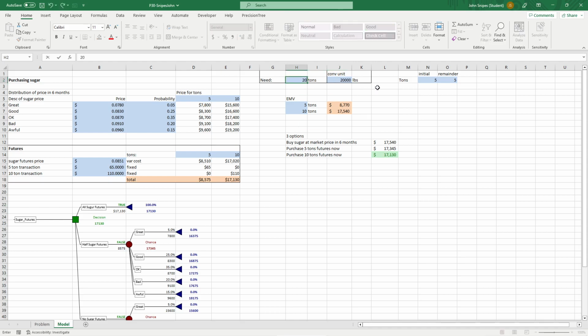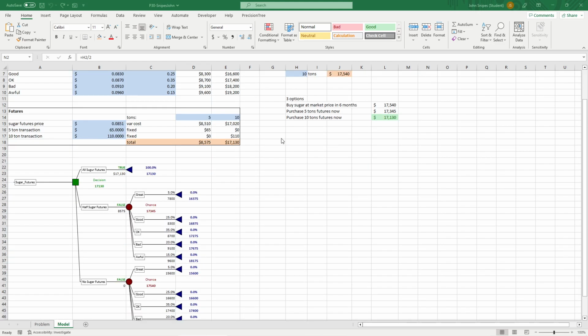They may have a need for 20 tons in the future, and in that case they would buy 10 and have another option for 10. Or maybe they can't get 5 for their first 6 months, maybe they can only get 3. Again, I tried to make it fairly modular. We had to figure out what the EMV was going to be if they purchased 5 tons or 10 tons in the future, so that was done through a simple SUMPRODUCT over here.